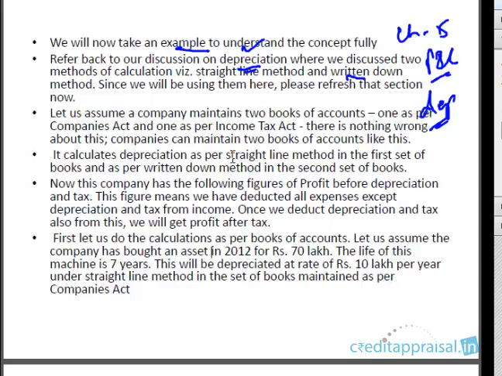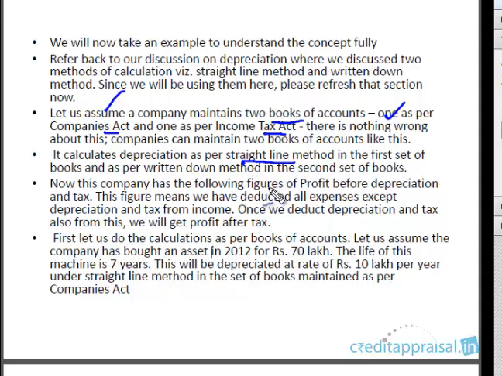So let us now assume that a company is maintaining two books of accounts, one as per the Companies Act and one as per the Income Tax Act. Please note that there is nothing wrong in this. Companies can maintain books of accounts like this. In the first set of books, that is under the Companies Act, the depreciation is calculated as per the straight line method, and in the second set of books, the company is calculating depreciation as per the WDV method. Now let us assume the following figures.